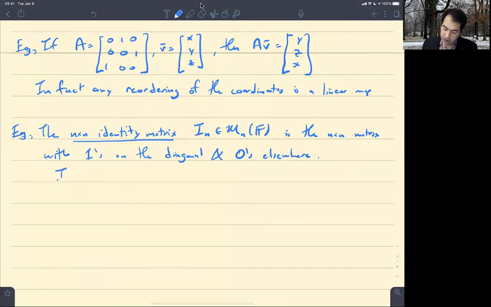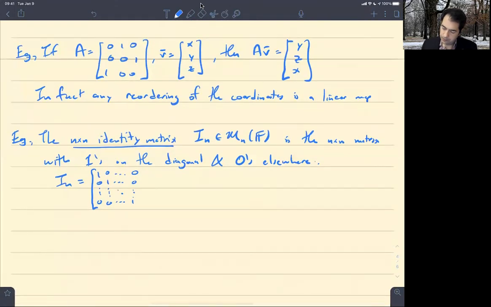So this looks like this: 1, 0, 0, 1, dot, dot, dot, zeros, and so on, ending with 1. A much easier way of writing that is diag(1, ..., 1). So when you have a matrix that has zeros everywhere except possibly on the diagonal, we just abbreviate that by saying diag and then writing out the diagonal elements.